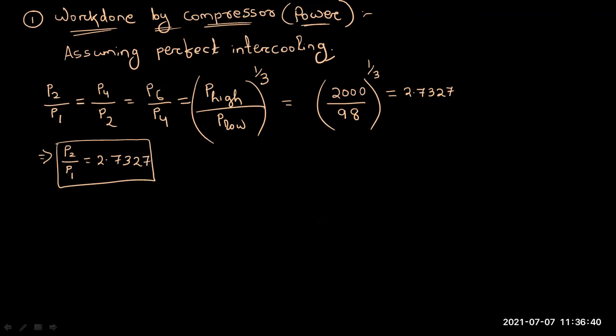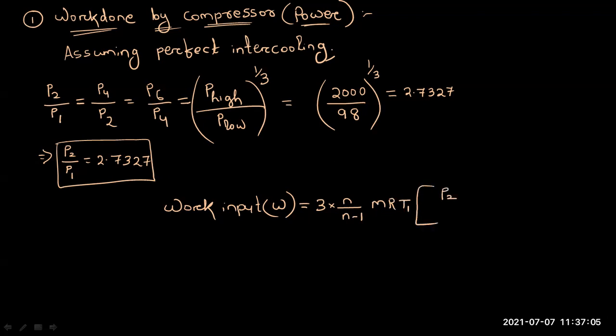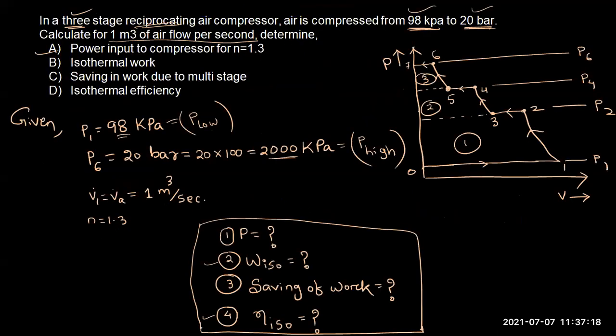So now I will write down the formula of work done. So work input W equal to, since it is a 3-stage compressor, 3 times N divided by N minus 1 times m R T1 times (P2 by P1 to the power (N minus 1) by N minus 1). Okay, right. So what is this N value? N value is 1.3. Correct.